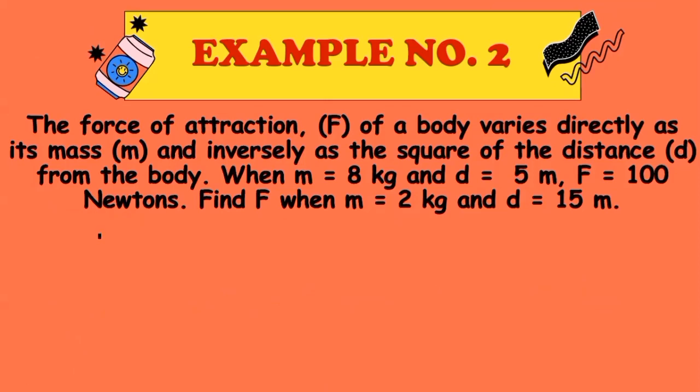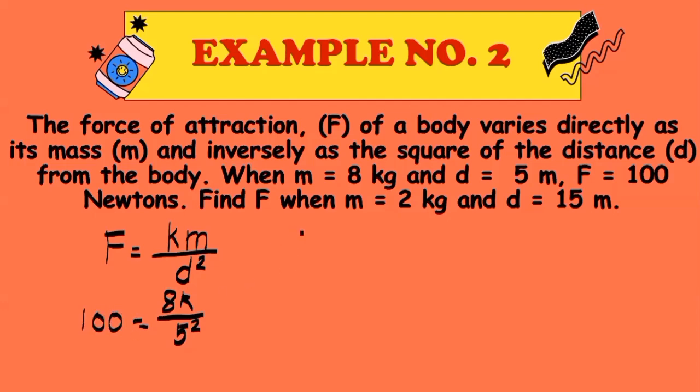Okay, translate again. F varies directly, don't forget k, as its mass all over, or inversely as the square of D. So, D squared. Okay? Now, the mass is 8 kilograms, k, all over 5, which is the distance, squared, with a 100 newton force.